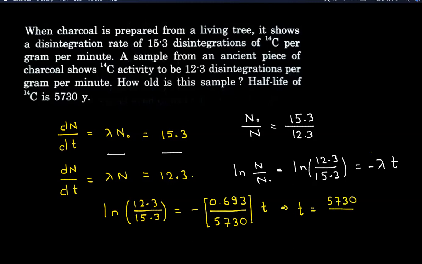If I write like this, I'll get t in years. This right hand side is dimensionless anyways. So you can have any unit for lambda and t. When they multiply, anyway, it becomes dimensionless. This into 5 by 0.693, ln of 15.3 divided by 12.3. This is the answer. All right, so this is what radioactivity numericals are all about up till here. We can now continue with the chapter.